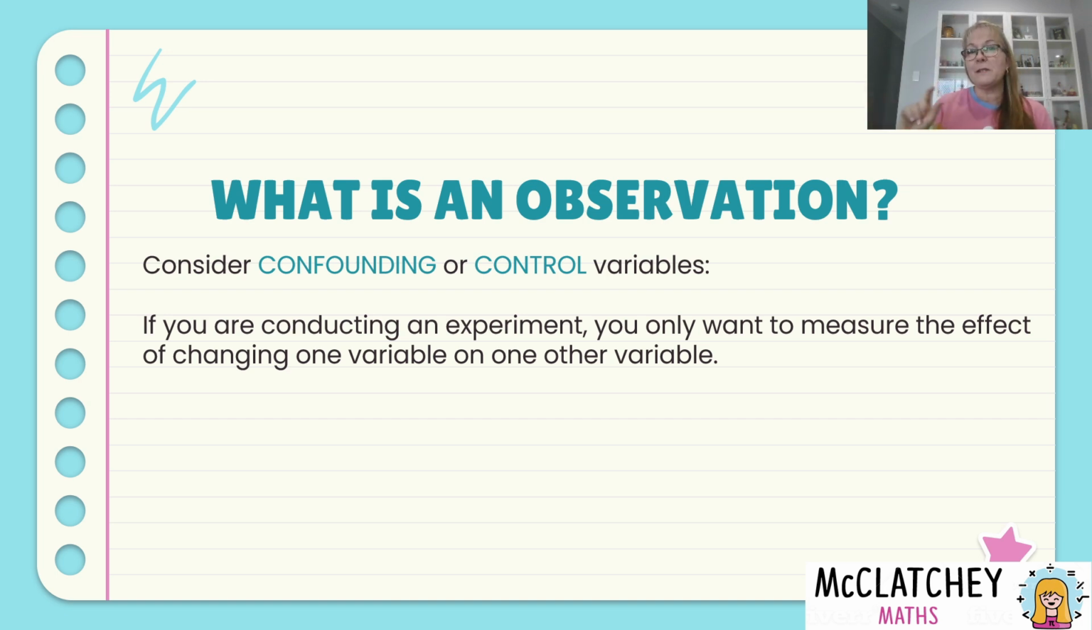Now, confounding variables are a little bit different. Confounding variables are variables that might affect the results and be something that's outside the scope of things that you can control. Now, an example of this might be you might be comparing ice cream sales to bikini sales.